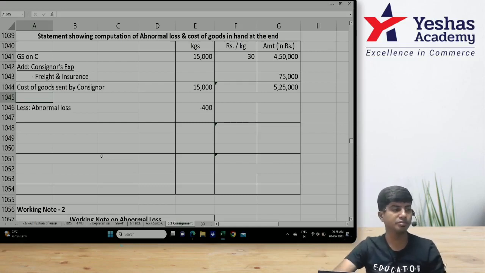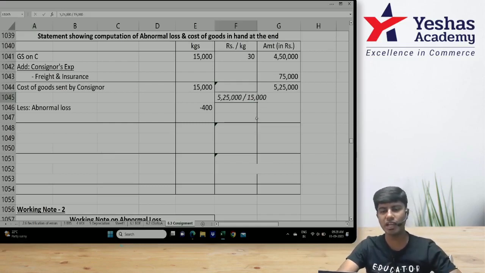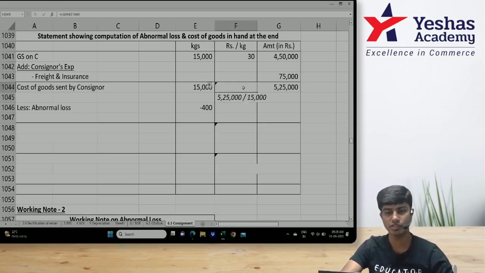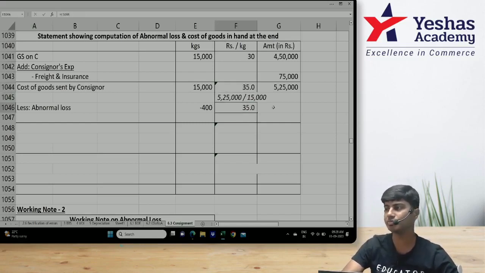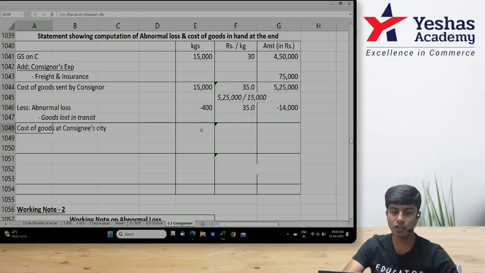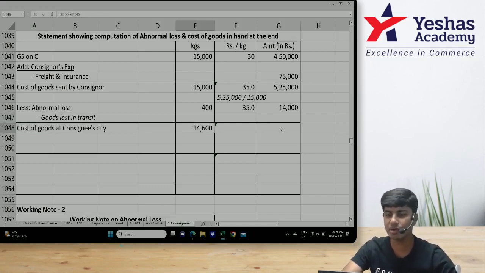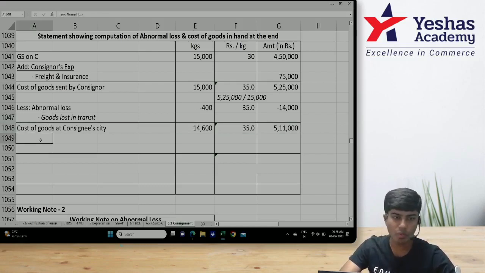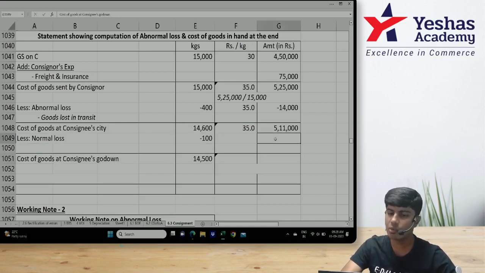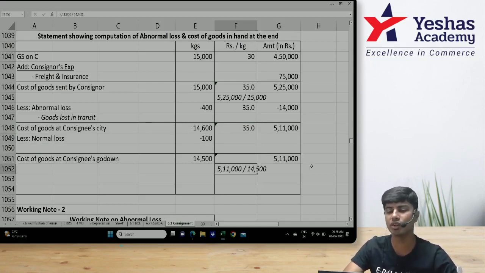How much is abnormal loss? 400 cases. So here 5,25,000 divided by 15,000. How much is it? 35. 400 into 35 is 14,000. Now deduct this from the amount: 5,25,000 minus 14,000 is 5,11,000, and the rate will be 35. Now when I deduct the normal loss of 100 kgs, it will become 14,500. The amount column will not get deducted here. This 5,11,000 will appear here. So now the rate is 5,11,000 divided by 14,500. Did you understand? Rate increased.